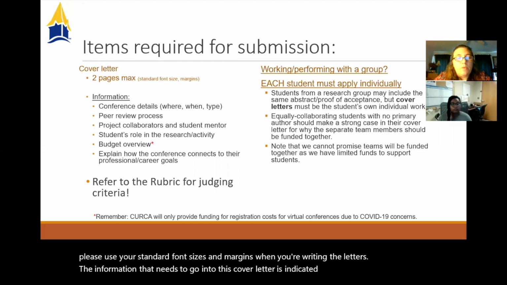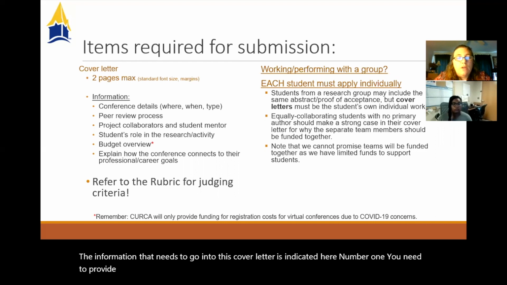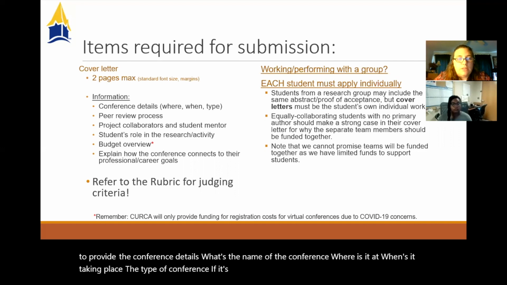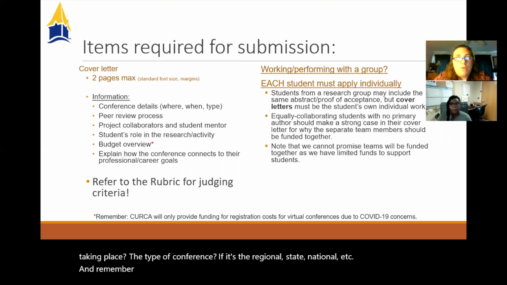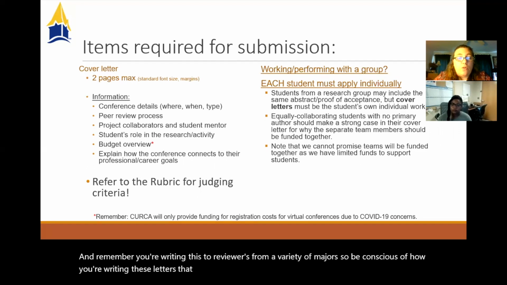Number 1, you need to provide the conference details. What's the name of the conference? Where is it at? When's it taking place? The type of conference, if it's regional, state, national, etc. Okay? And remember, you're writing this to reviewers from a variety of majors. So be conscious of how you're writing these letters, that it is meant for a general audience, and you need to provide as much information as you can.